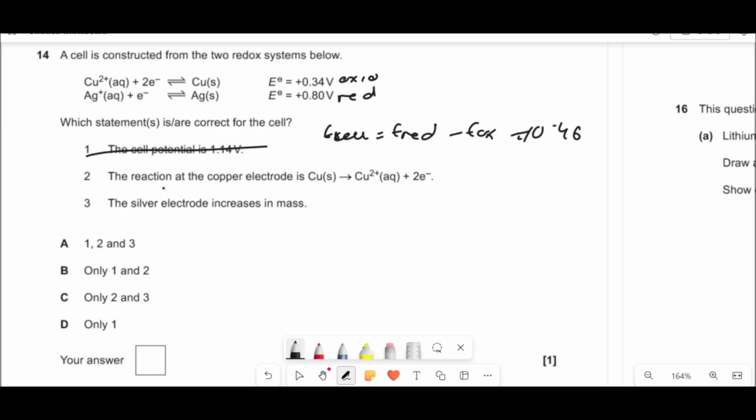So that one's out. It says the reaction of the copper electrode is this. If we have a look, the copper electrode is being oxidized, so it's going from a solid with an oxidation state of 0 to +2. So that's being oxidized, and that one is true. The silver electrode increases in mass. If you have a look, this one's being reduced.